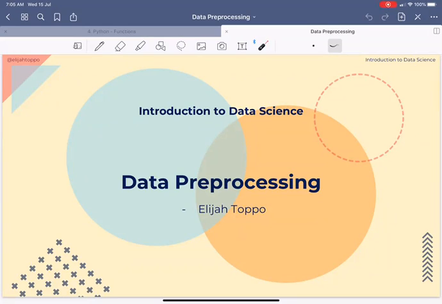Okay, so from now onwards, we are going deeper. We are changing gears into actual data science concepts. Today's class is very theoretical.